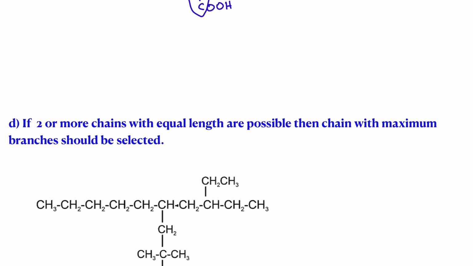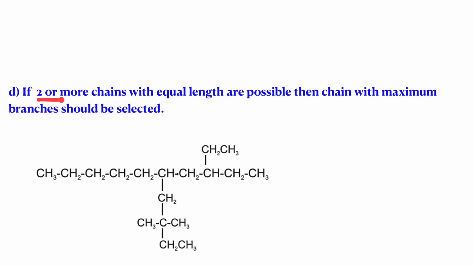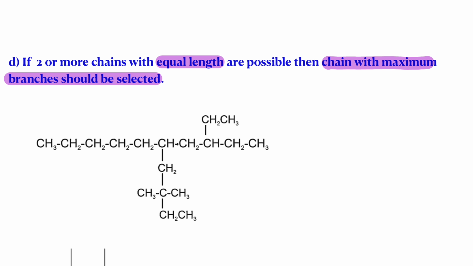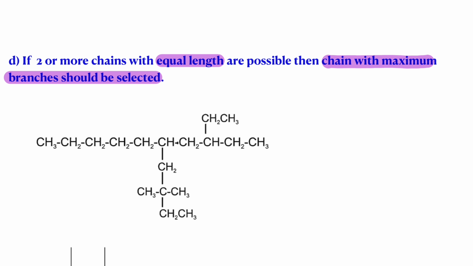One more sub rule we have in this: if two or more chains with equal length are possible, that is, the length of the carbon chain is the same but there are two or three possibilities, in that situation we have to take the chain with the maximum number of substituents or maximum number of branches. Instead of reading the rule again and again, let us apply this. For example, here this is the first possibility.